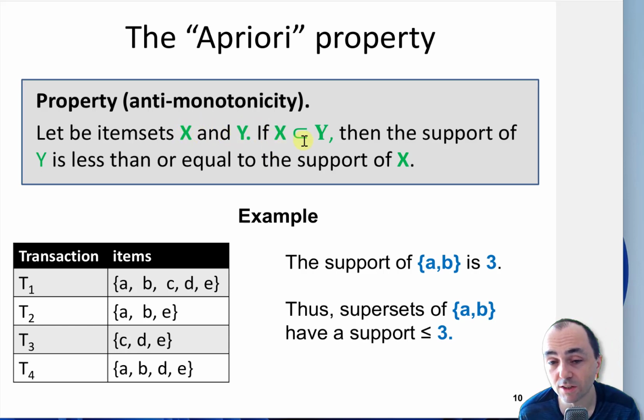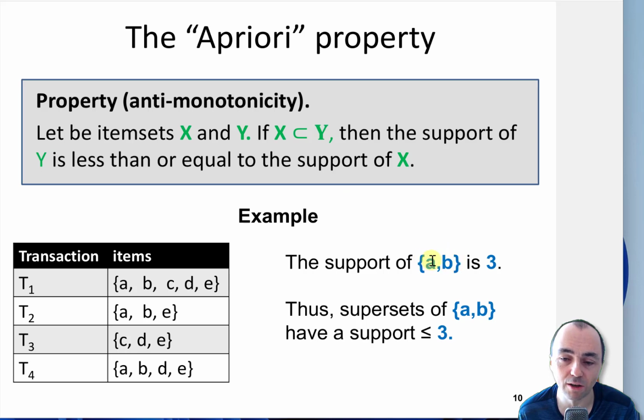So we say X is a subset of Y. X could be AB, Y could be ABC. Then the support, the frequency of Y, must be less than or equal to the support of X. Maybe not so clear, so let's look at an example together. Here AB appears 3 times in the database: AB, AB, AB.